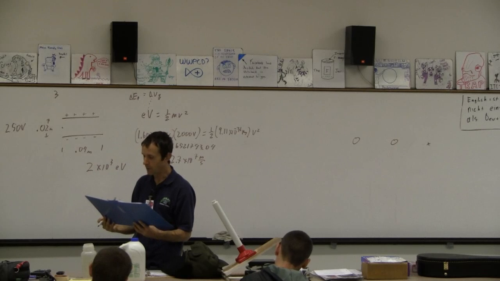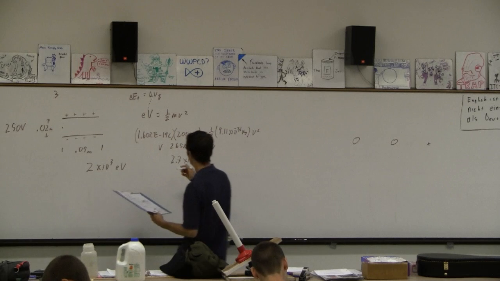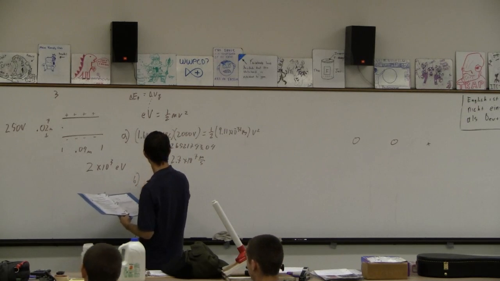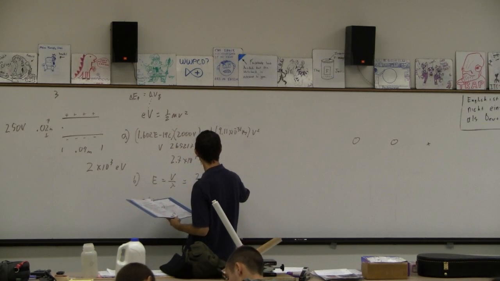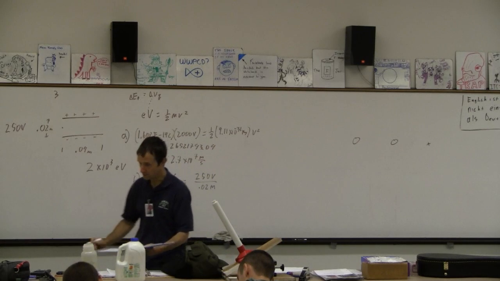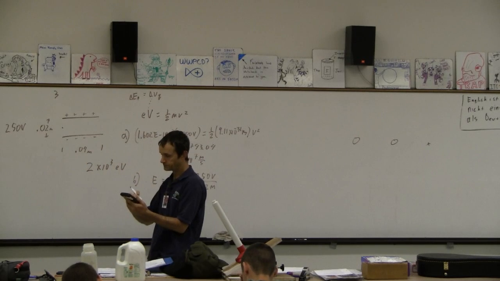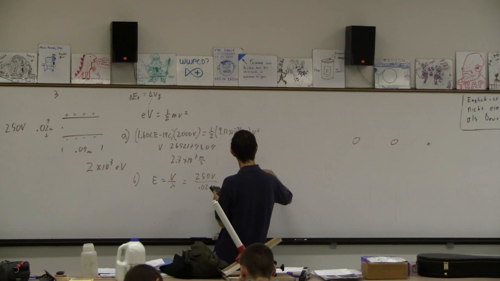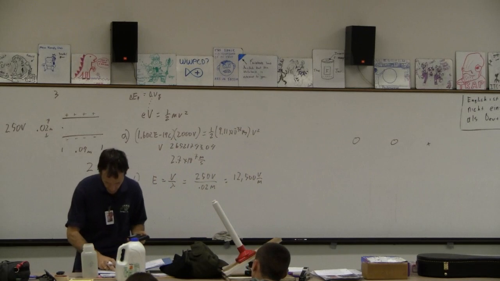Then it says calculate the magnitude of the electric field between the plates. That's part B. The electric field is just V over x, so it's 250 volts divided by 0.02 meters, and that's going to be a lot. 250 divided by 0.02 is 12,500 volts per meter, or newtons per coulomb.